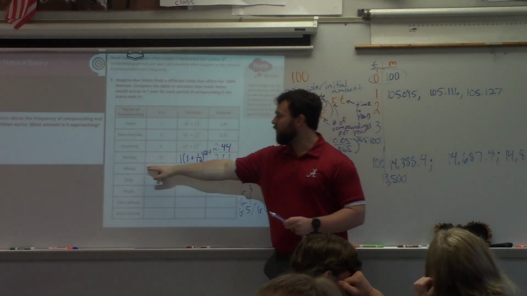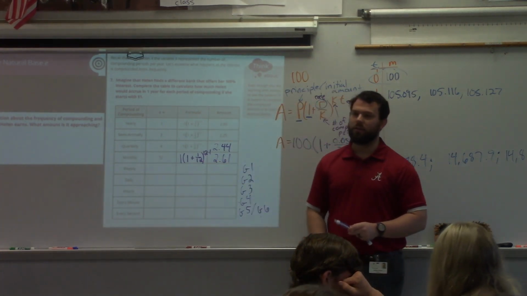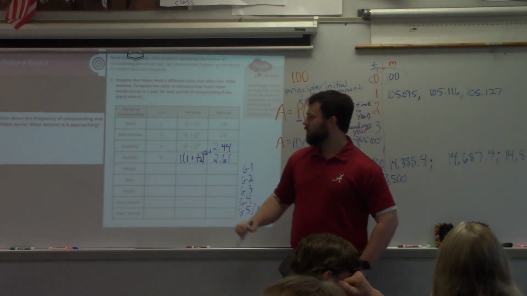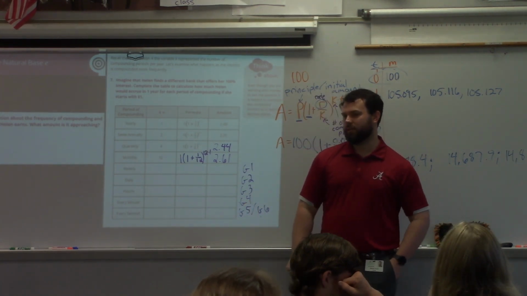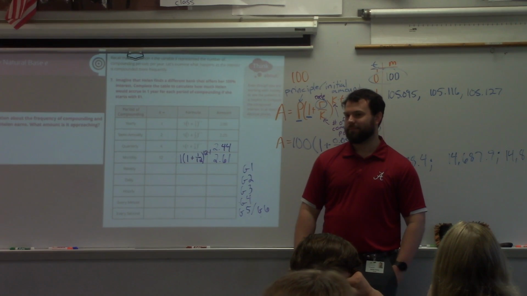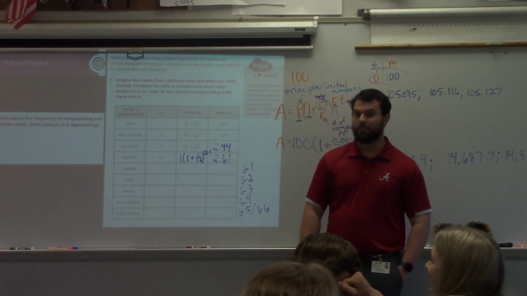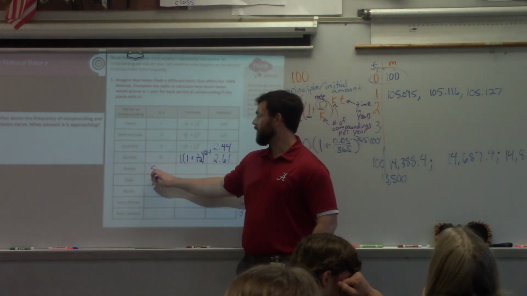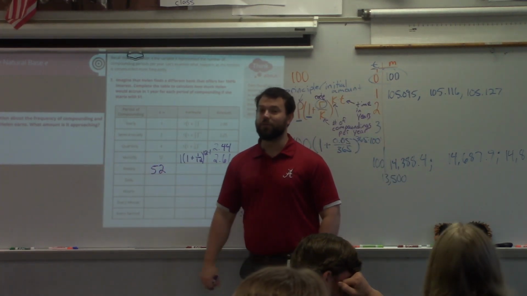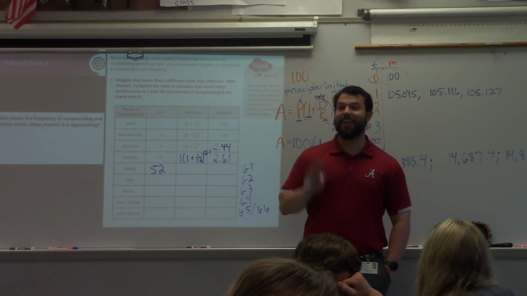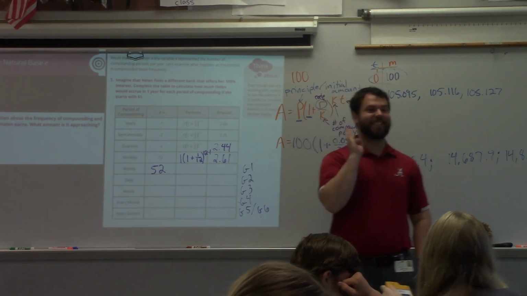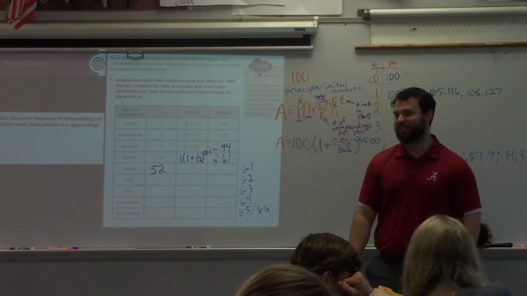Now notice, if we're doing it weekly, how many compoundings are there in a year? 7? 7 days in a week. How many weeks are there though? 4 times what? 4 times 12? 52. There you go. If we did not know that there are 52 weeks in a year, you've got to know that information, ladies and gentlemen.